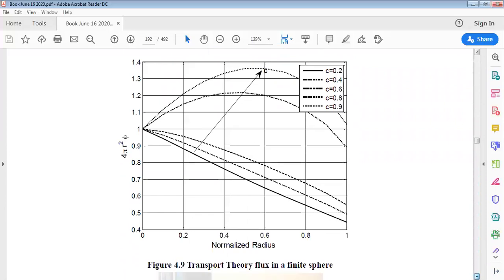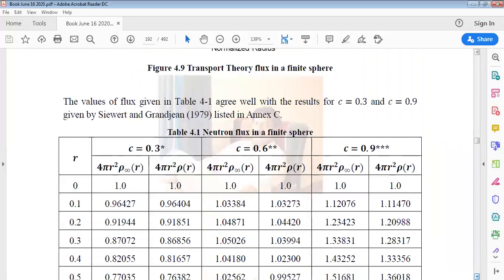Okay, this shows you the transport theory flux in a finite sphere for a strong absorber, in which case the flux is falling pretty fast, and for a strong scatterer, a weak absorber. What you see over here is the limiting case going towards a critical solution. So you'll see more buckling over there.